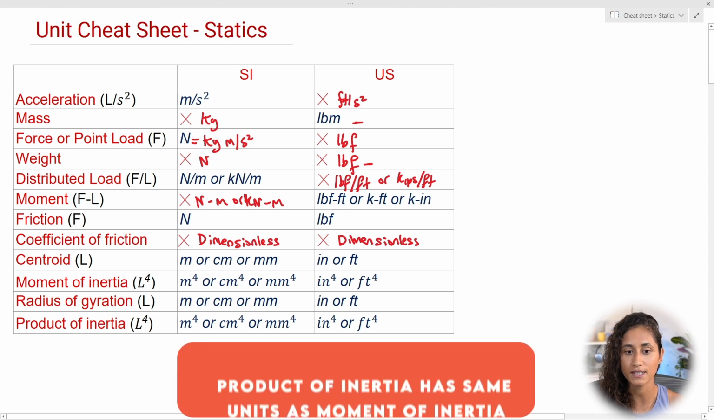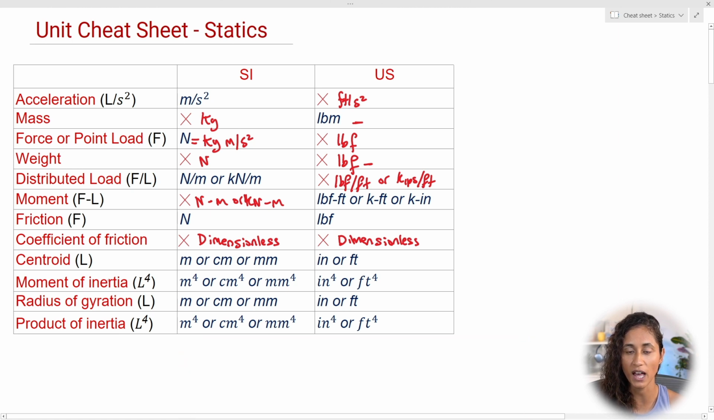Now, moment of inertia is in length to the power 4. So if we have SI, that's going to be meters to the power 4, or centimeters to the power 4, or millimeters to the power 4. If we are dealing with US units, it's going to be inches to the power 4 or feet to the power 4.